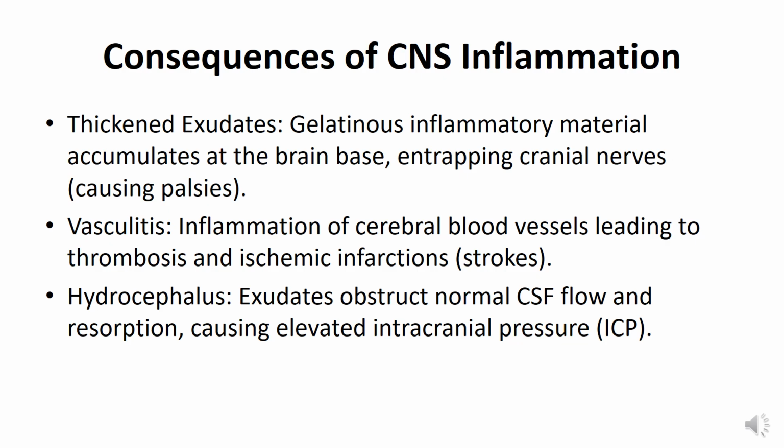If left untreated, elevated intracranial pressure can become life-threatening. In summary, the inflammatory response in CNS tuberculosis can produce devastating complications. Thick gelatinous exudates may entrap cranial nerves and cause palsies. Vasculitis can damage cerebral blood vessels, leading to thrombosis and ischemic strokes. Obstruction of cerebrospinal fluid flow can result in hydrocephalus and elevated intracranial pressure. Together, these complications account for much of the morbidity and mortality associated with tuberculous meningitis.